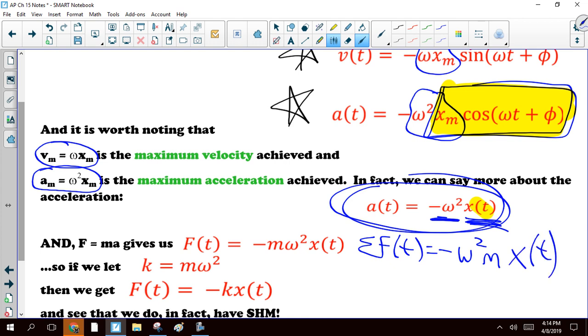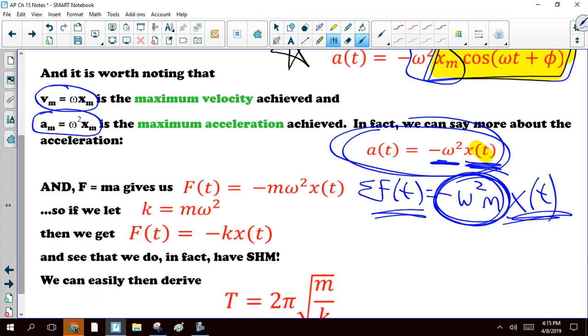Remember we said that simple harmonic motion was motion in which the force was proportional to the position? Here's our constant. Here's our spring constant, our constant of oscillation, m times omega squared. And so the force is negative k times position. That's our simple harmonic motion.